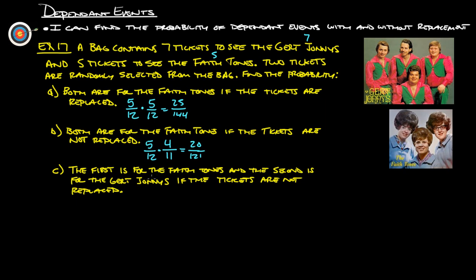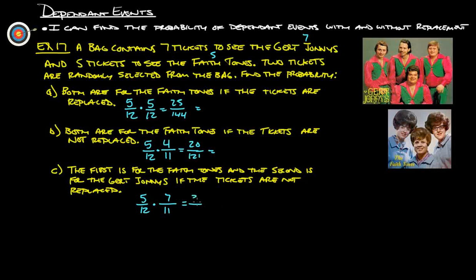Okay? Find the probability that the first is for the Faith Tones and the second is for the Gert Johnnies if the tickets are not replaced. So first is for the Faith Tones. That's still the 5 out of 12. Okay? But now the ticket's not replaced, so now there's only 11 tickets left. Now the probability of getting the Gert Johnnies, there are 7 of those tickets left in there. Okay, so we multiply these together and we get 35, and then 12 times 11, 132.